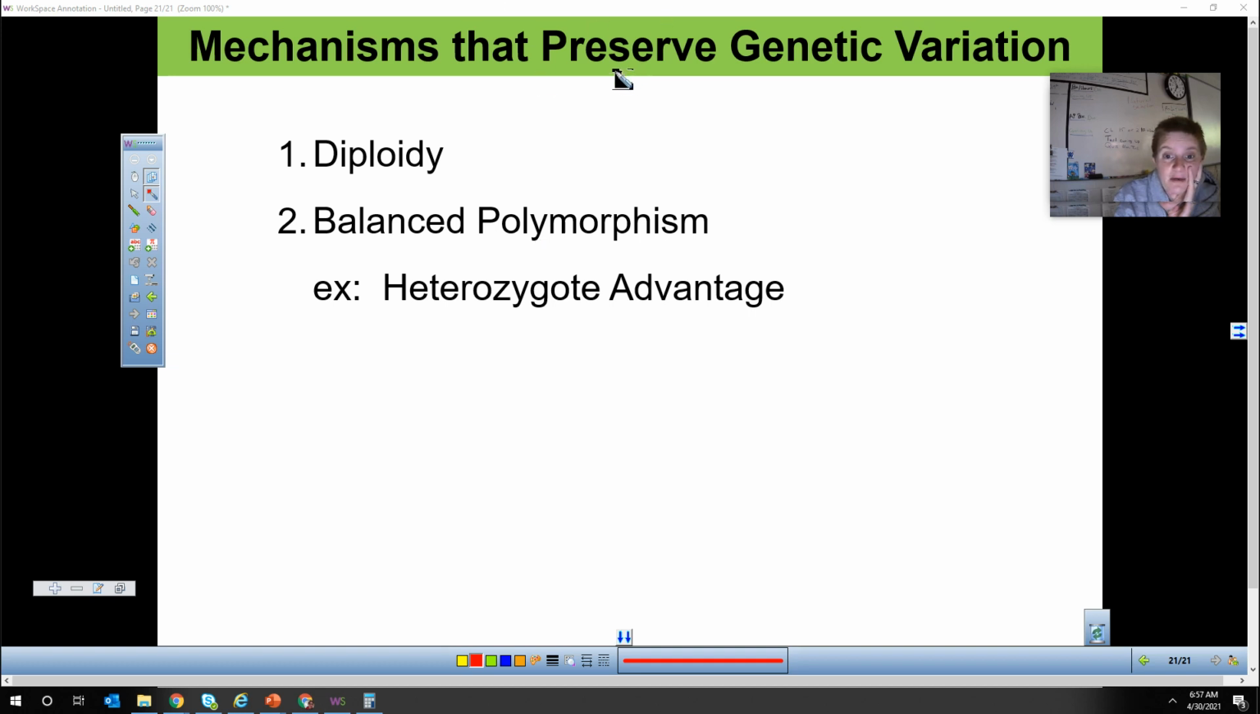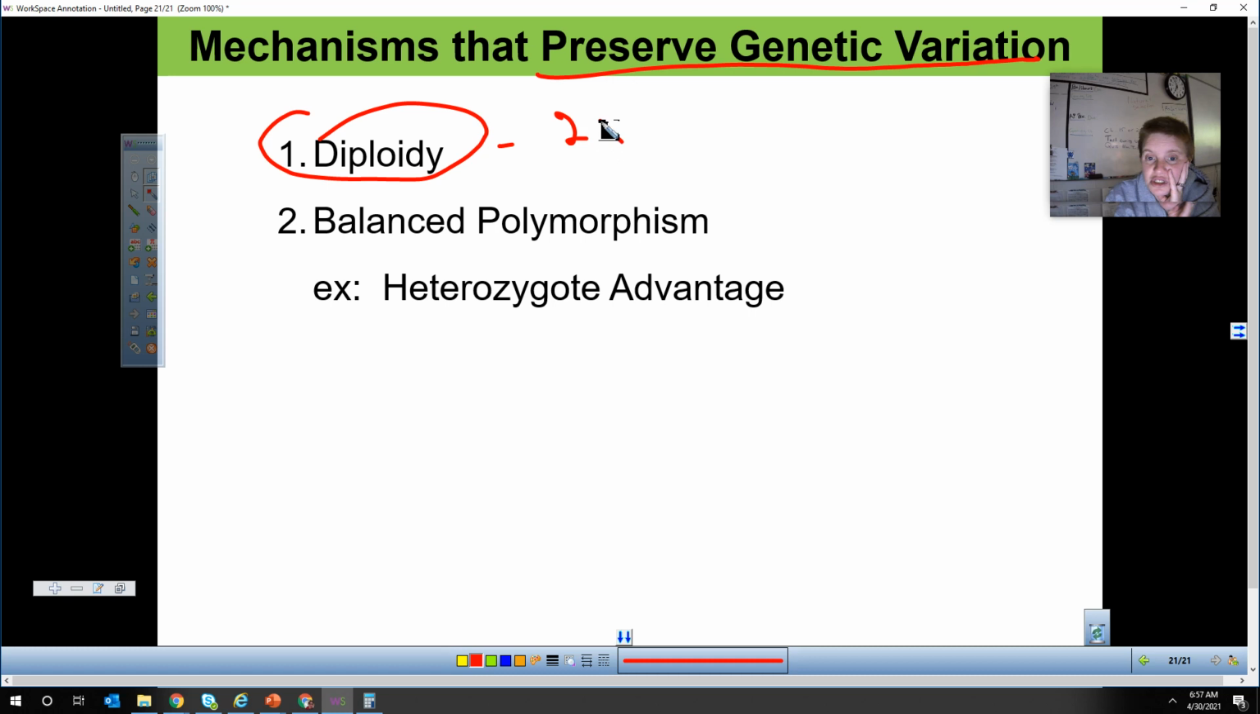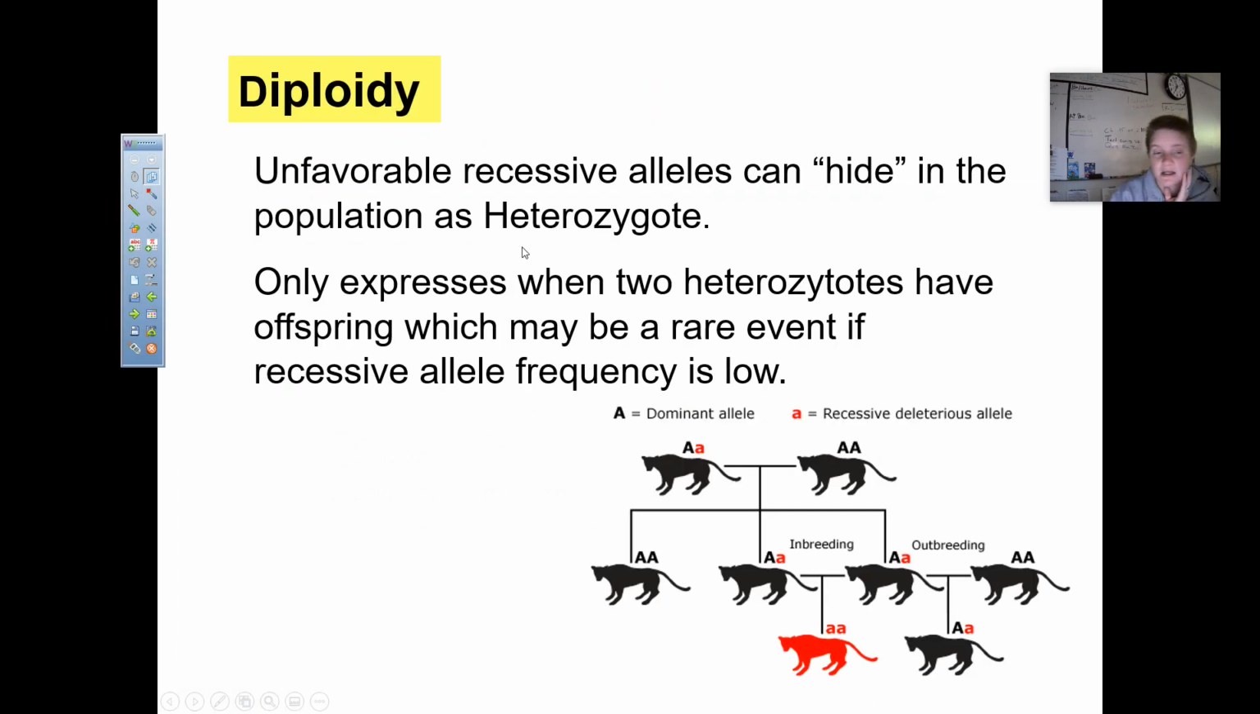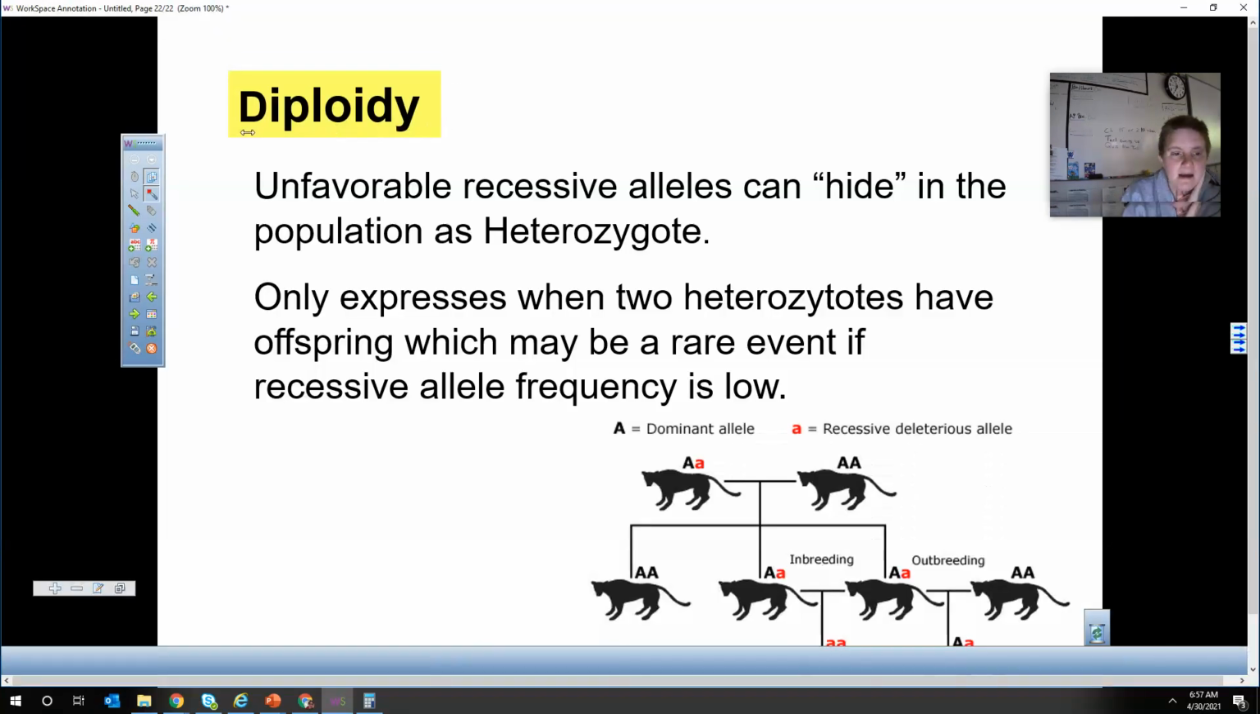evolution and survival. Well, to preserve genetic variation, one of the greatest things is diploidy, the fact that we have sexual reproduction, two parents, mixing the DNA from those two parents. We end up with independent assortment, all kinds of stuff. And we're also going to talk about balanced polymorphism, which leads to something like heterozygote advantage. So let's talk about diploidy really quick.